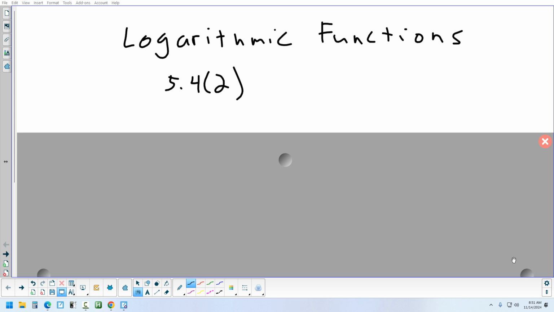All right, so we're going to finish up 5.4. So we're going to do a little bit more with logarithms, okay, starting with just looking over some properties for exponents. And then we're going to do something on the calculator that we haven't done before. So we're going to learn something new.